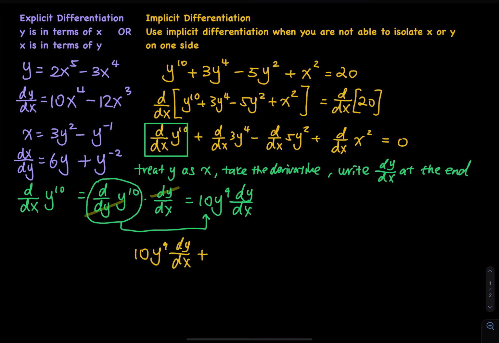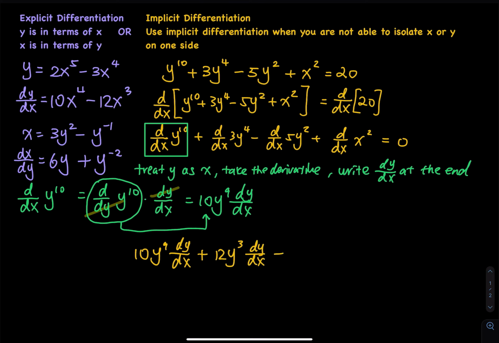And then the next term, we have 3y to the 4th. So you bring the 4 down. So I am doing this term right now. You bring the 4 down. So 3 times 4 is equal to 12. And then 4 minus 1 is equal to 3, just like the power rule, right? So you bring the 4 down and then take 4 minus 1 and then mark this dy dx.